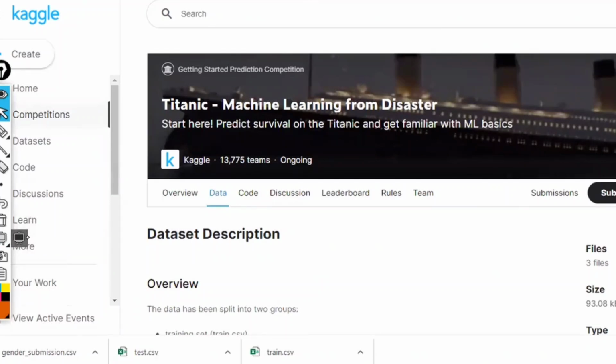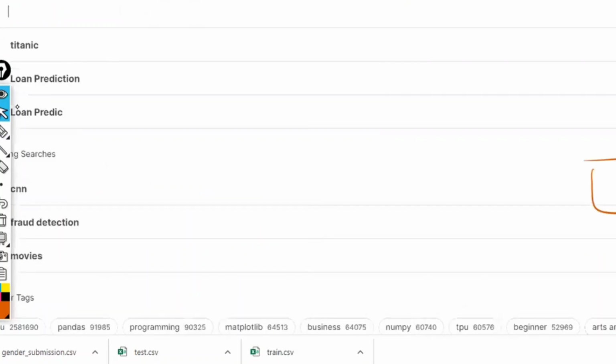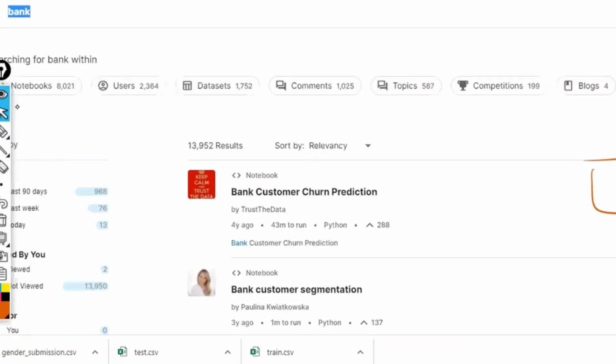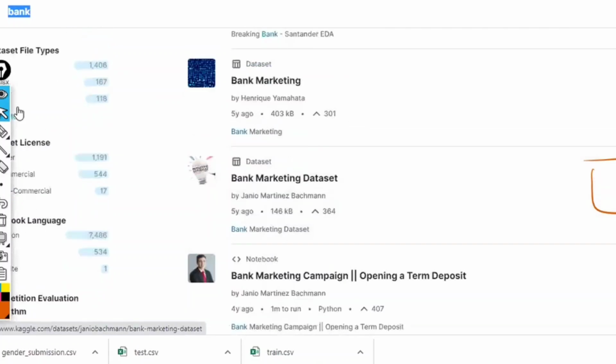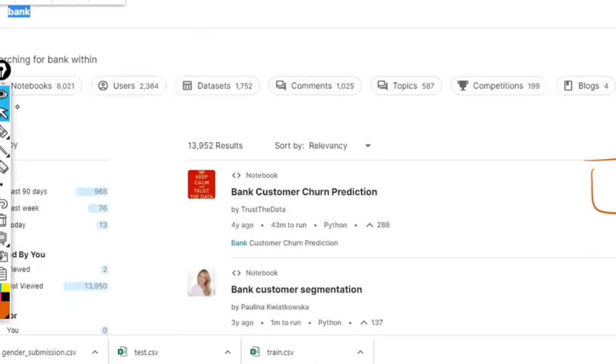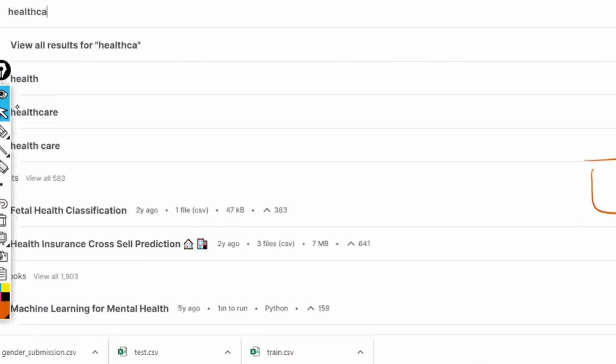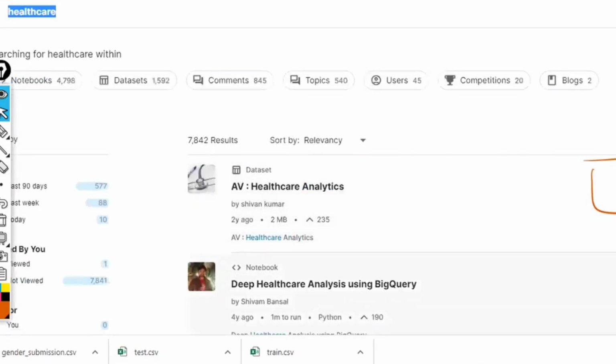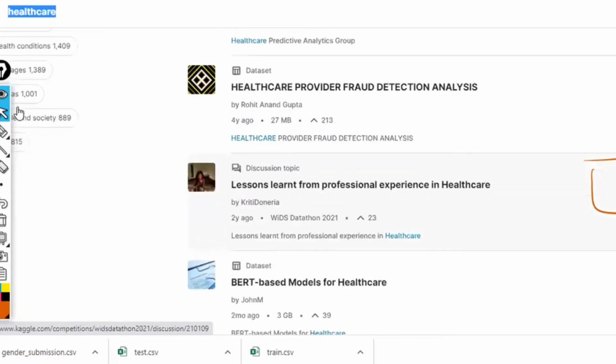Any questions? If this is one of the data sets, you can select as per your choice. What are the data sets? Just check in the search button. If I want to work on the banking sector, type the word bank, and you will get the different options related to banking. If you want to work on finance or healthcare, type healthcare and you will get healthcare projects. Is that clear? Like this, you can select as per your choice.